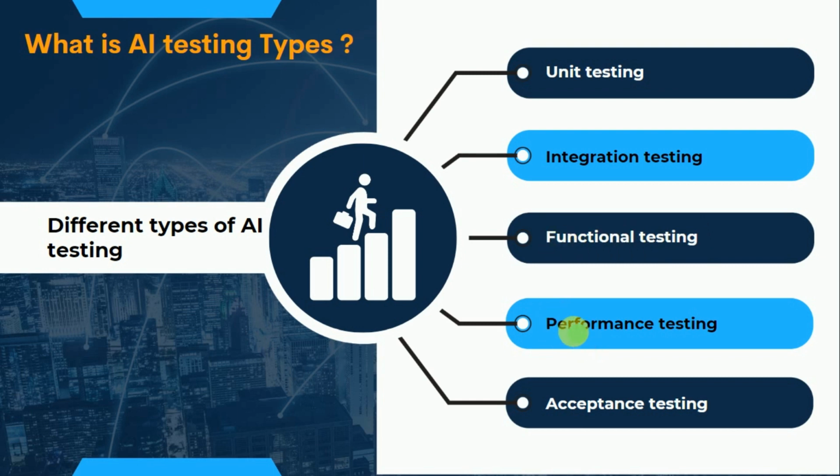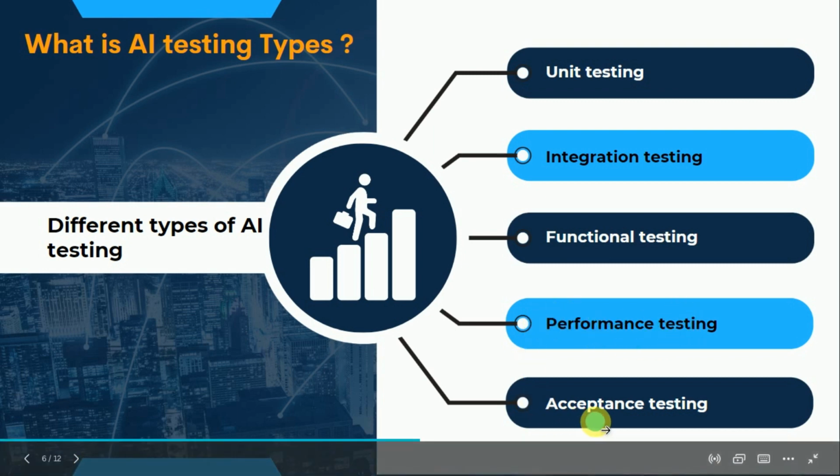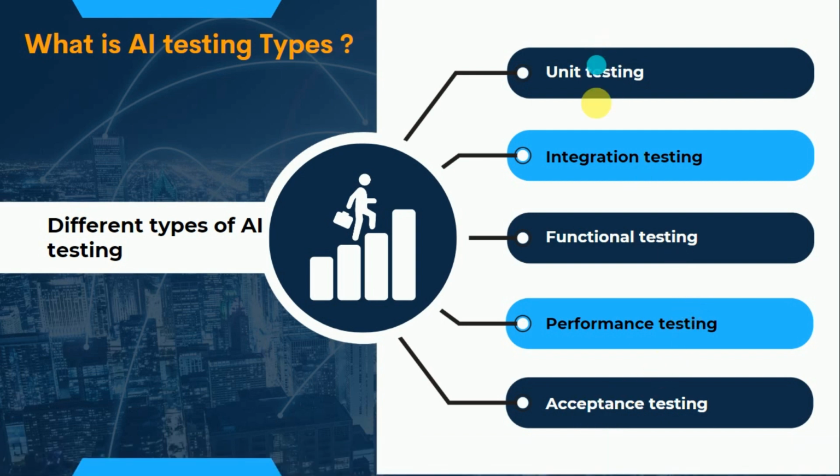After the functional testing, we perform the performance testing. The performance testing will check the performance of the modules. Here we are using the JMeter, LoadRunner for the performance testing. There are different other tools in the AI to perform the performance testing. Then we will discuss the acceptance testing. Okay, so these are the main types of the testing that we perform in the AI testing.